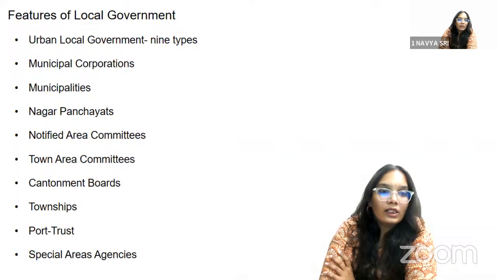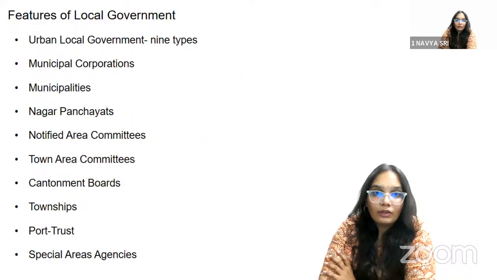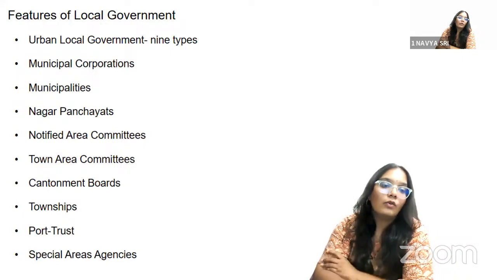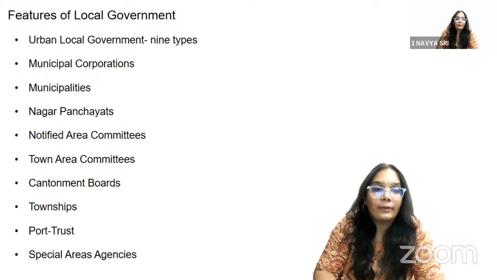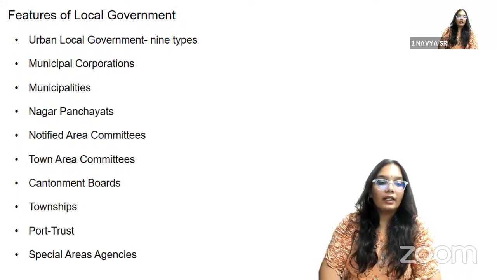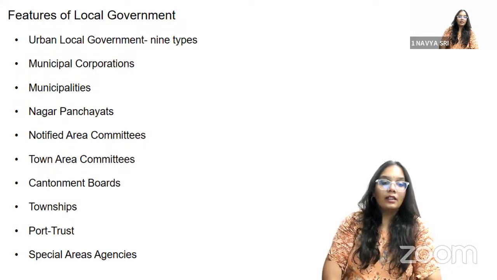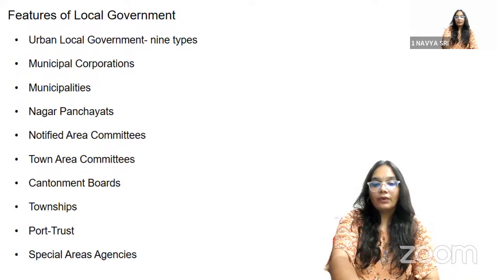Now next, features of local self-government. We are talking about the 73rd Constitutional Amendment Act for rural local governments. Next, we are talking about the 74th Constitutional Amendment Act for municipal bodies, especially in the urban areas. Now, what did it form? It formed various types of bodies: municipal corporation, municipalities, nagar panchayats, notified areas, town areas. The urban land was basically divided into all these things: notified areas, town committees, cantonment boards, township, port trust, specialized area agencies. So for what? For better devolution of power and for better development.